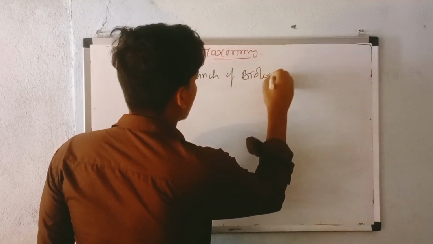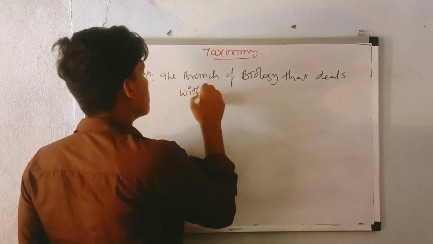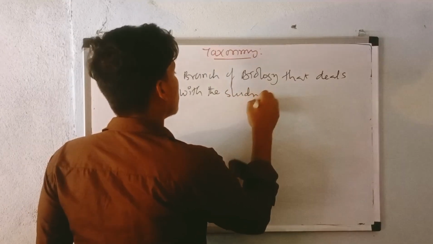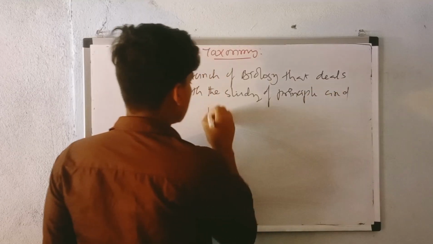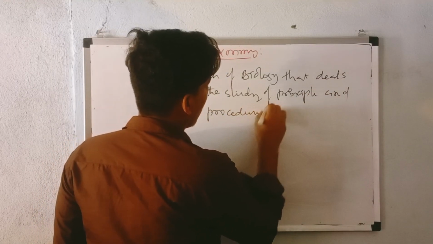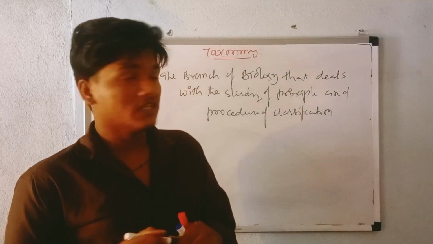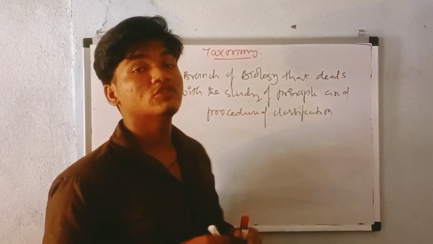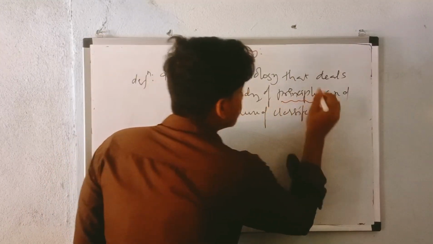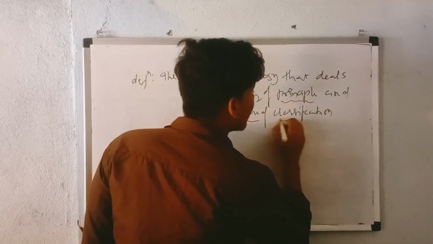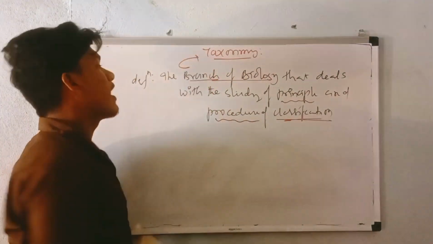biology that deals with the study of principle and procedure of classification. So the branch of biology that deals with the study of principle and procedure of the classification is called taxonomy. What am I telling? I am telling about principle as well as procedure of what? Classification. That branch of biology is referred to as taxonomy.